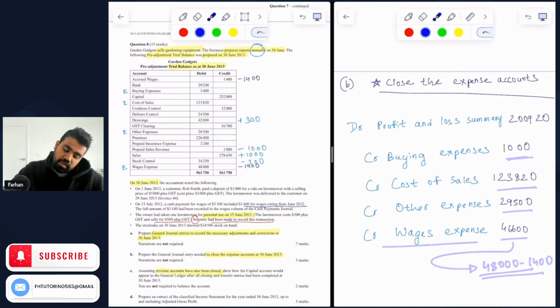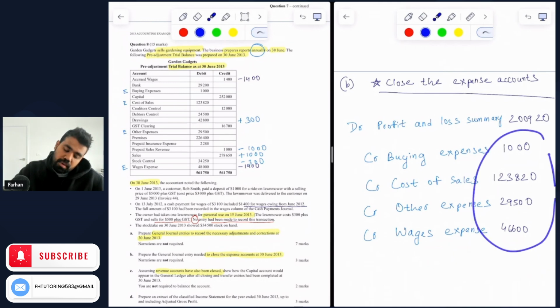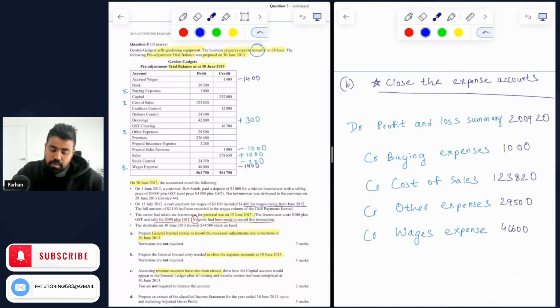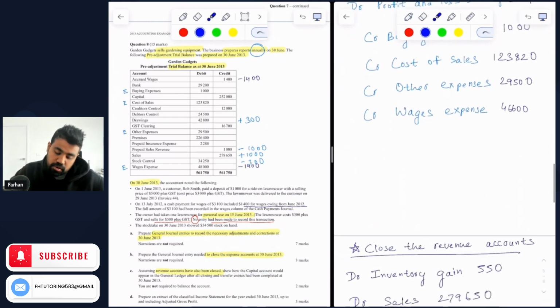Once you find the total of everything here for all expenses, that should be $200,920, which is what you're closing with the profit and loss summary. Now, the next requirement of the question in part C is to prepare the capital account. But to prepare the capital account, we also need to close the revenue accounts. So let's do that as well.